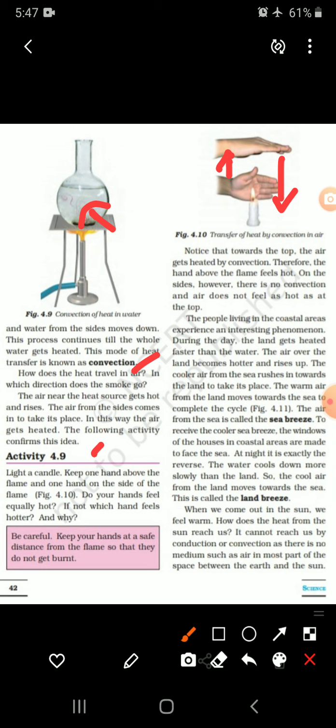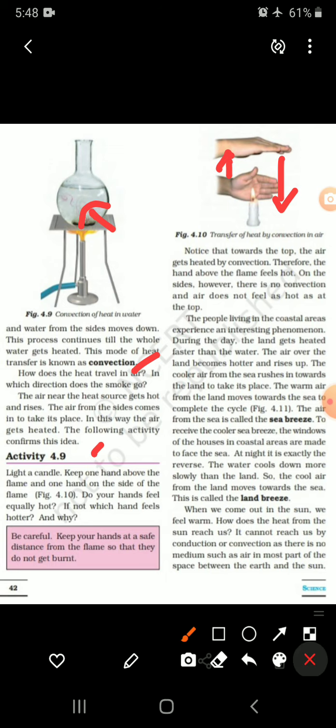The air from the sea is called the sea breeze. To receive the cooler sea breeze, the windows of the houses in the coastal areas face the sea. Now, the water cools down more slowly than the land, so the cool air from the land moves toward the sea. This is called the land breeze. At night, it is exactly reverse.